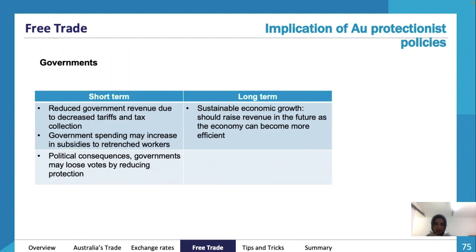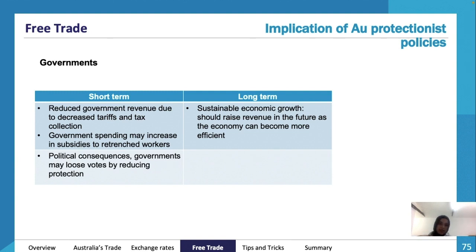And then finally, we've got government. Short-term, reduced government revenue due to decreased tariffs and tax collection. Remember that tariffs are reduced because they are a protectionist method and we're trying to encourage free trade. So those two ideologies clash, and because we're trying to encourage free trade, there will be fewer tariffs. So essentially that will mean less revenue for the government.